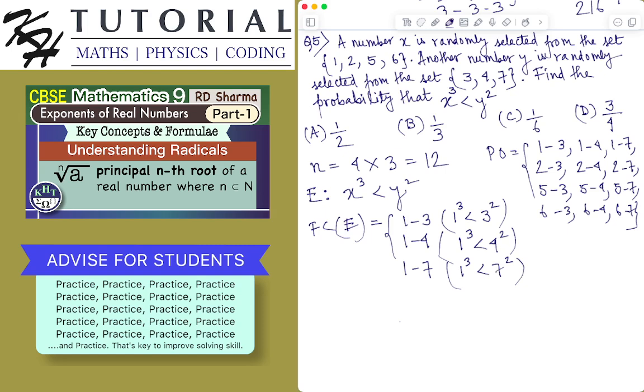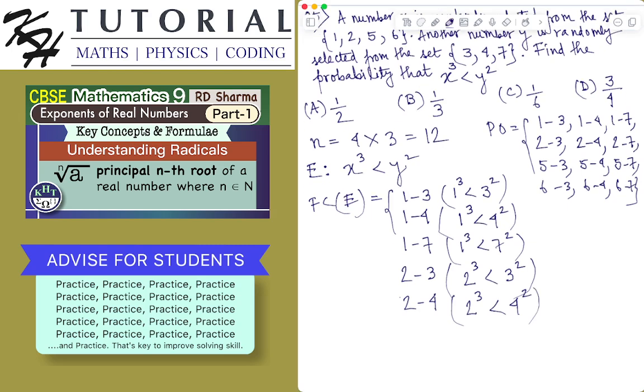Can it be 2, 3? Yes, it can be 2, 3 because 2 cube is less than 3 square. Okay, can it be 2, 4? Yes, it can be 2, 4 because 2 cube is less than 4 square. Okay. Can it be 2, 7? Yes, it can be 2, 7 because 2 cube is less than 7 square.